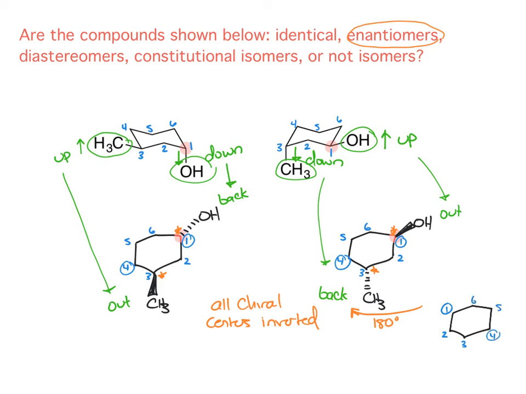and 180-degree flip. Remember that something that's out, like the OH, if you flip it 180 degrees, it'll end up back. The methyl on carbon 3, it was back. It'll end up out. So now if you compare this drawing to this drawing, you can see that there's a mirror plane between those to further prove that they are, in fact, enantiomers.